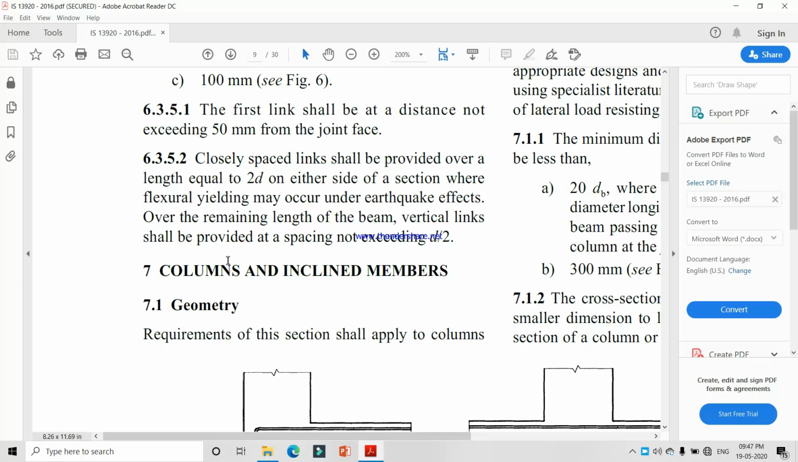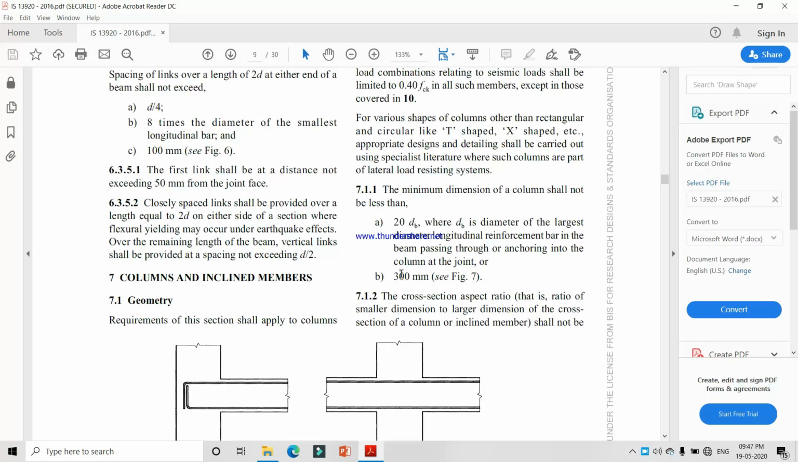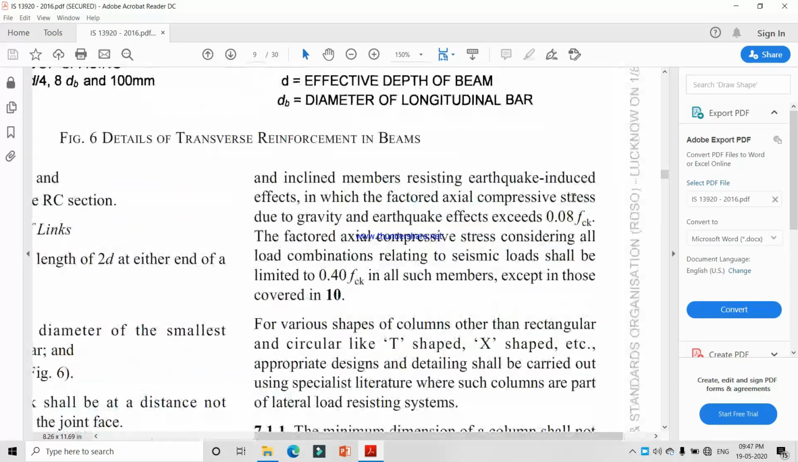The next is columns and inclined members. For the column and for the inclined member, we have to provide an earthquake resisting system. For this, factored axial compression due to gravity and earthquake should not exceed 0.08 fck. That means axial compressive stress generated in the column should not exceed 0.08 fck. And if we are doing a load combination, the maximum axial stress is 0.40 fck.